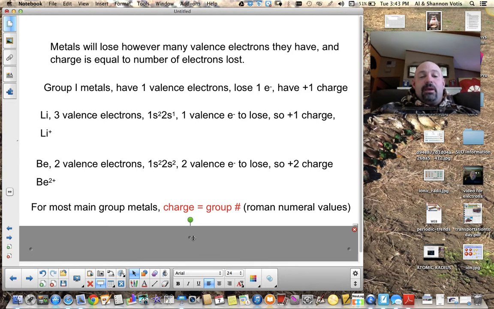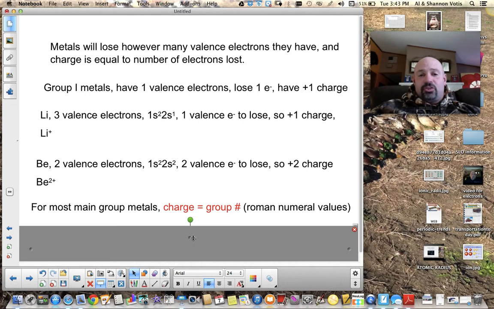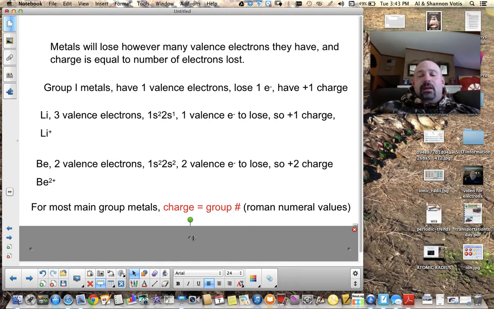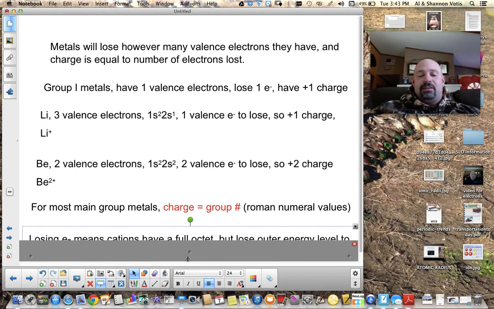Now, for most metals, especially your main group metals, this is true, though not necessarily for your transition metals or your rare earth metals. Those are special cases that we're going to look at later on. The charge of most of our main group metals is equal to the group number. And the group number is that Roman numeral we're going to see at the top of the column. Now, not all tables will have Roman numerals, but we'll talk later about the adjustments we make if we have a different table.